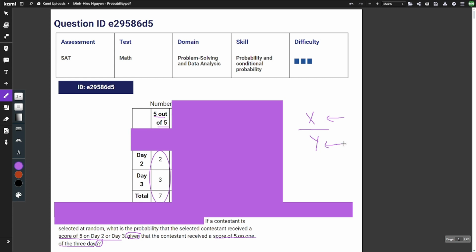And then you have your bottom number or your denominator, and that's just going to be the total. So in this question, it's going to be the number of contestants that received a score of 5 on one of the 3 days. If we look at our table now, let's go ahead and put that information in. Our total number of contestants, it literally says right here, the total is 7. So 7 is going to go on the bottom. Now the number of contestants that received a score of 5 on day 2 or day 3, that's going to be 2 and 3. So all I have to do is add that up. 2 plus 3 is equal to 5, and that's what's going to go on top of our fraction. So our answer is 5 over 7.